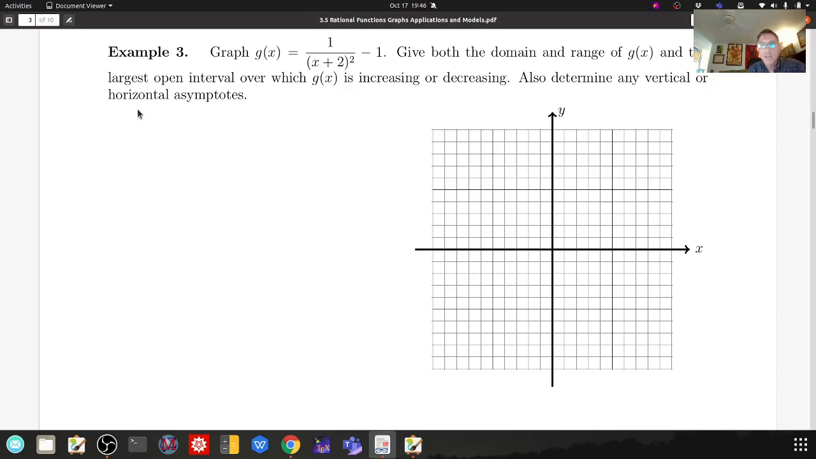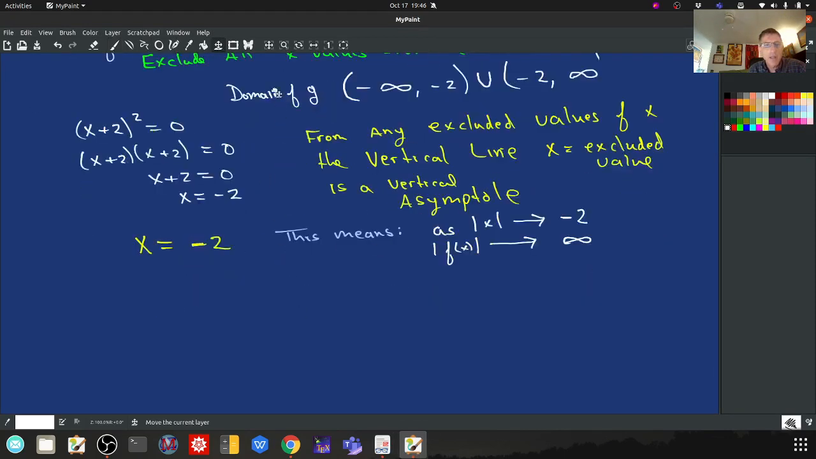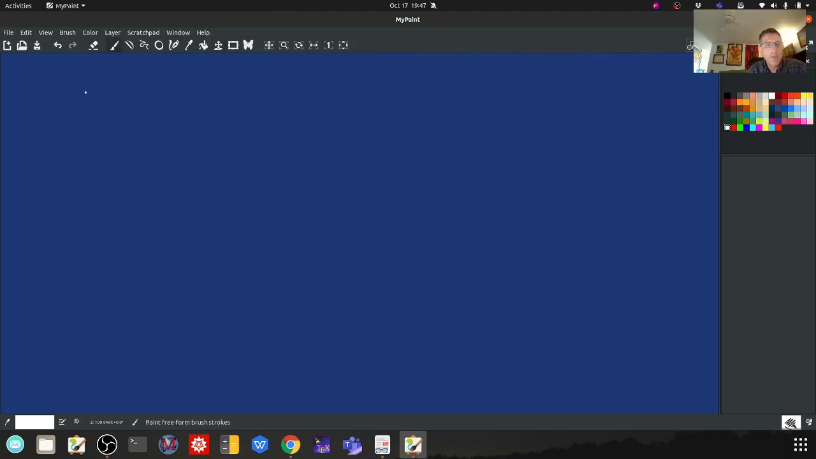So that's the domain. What about the range? Well, for the range, let's consider any horizontal asymptote. But here we have to be careful about horizontal asymptotes. So I think it's going to be easier in this case to consider a similar type of function, f of x. Why don't I just name the function that we're talking about? Is it f of x? No, it's g of x. Let's consider f of x is equal to 1 over x squared.